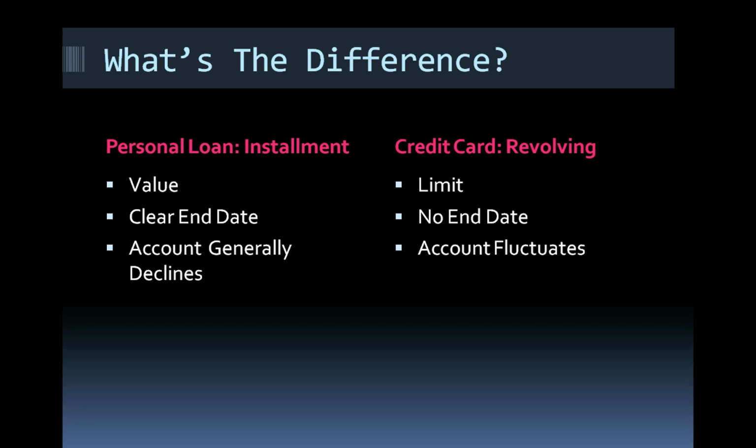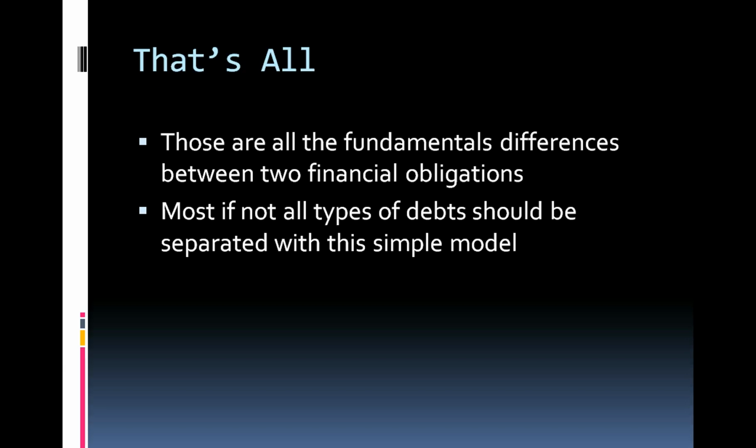Now, getting into the differences, remember that a personal loan is an installment loan, and a credit card is a revolving loan. Remember what that means. The evaluation amount is going to be a value for the personal loan with a clear end date, and it's going to steadily decline over time. With the credit card, it's going to be a limit, there's no clear end date, and it's going to fluctuate over time. And that's pretty much it when it comes to understanding different types of debt. It really comes down to those three things.